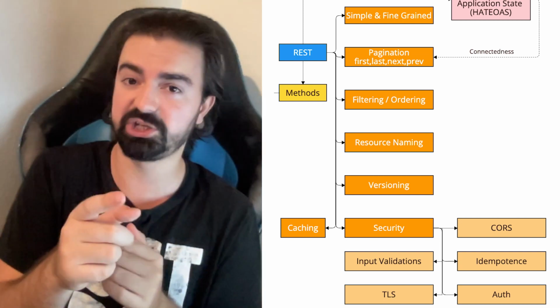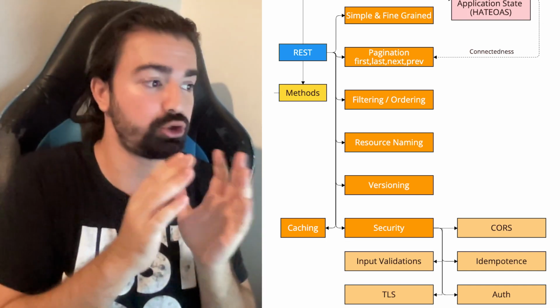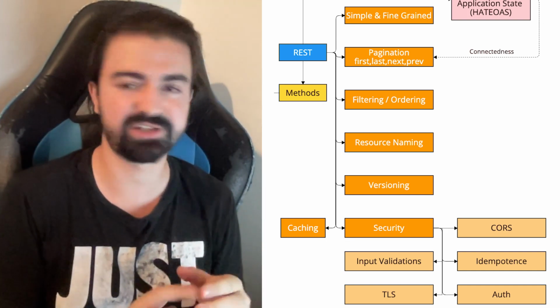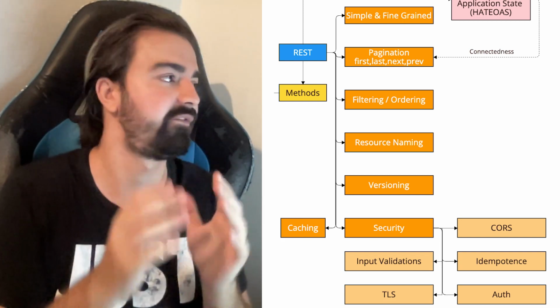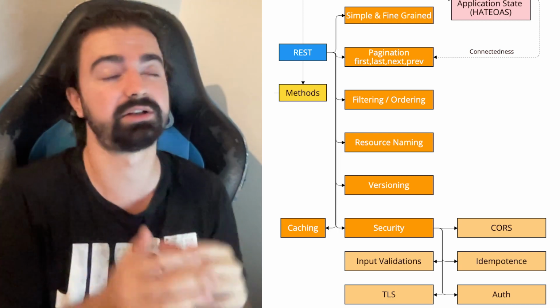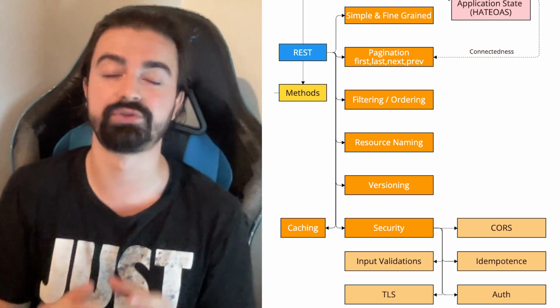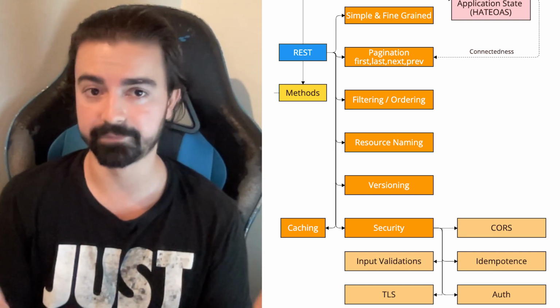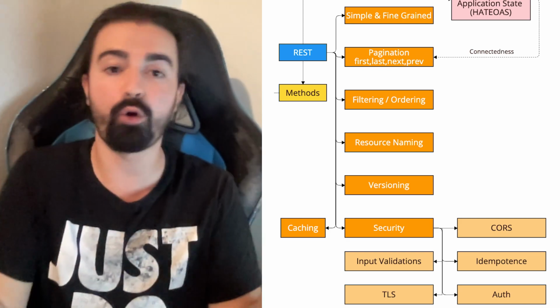Second, pagination. Endpoints that need to return a lot of results should use pagination. But it doesn't just end here. When using pagination, the body content must have first, last, next, and previous values, and the client should be able to use them easily. Another practice is, of course, filtering and ordering. Endpoints that return multiple data should have filtering and ordering features.